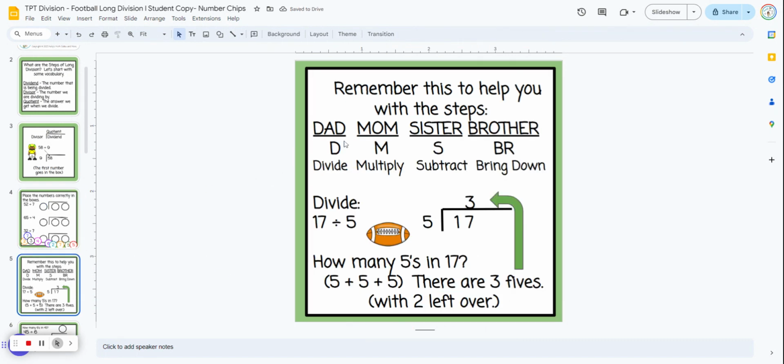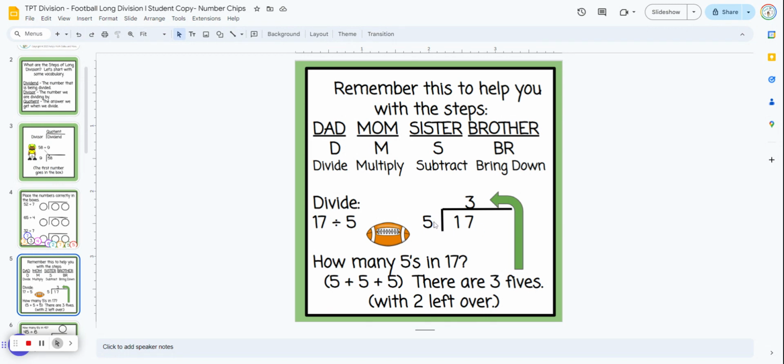And then it gives students the acronym DAD, MOM, SISTER, BROTHER to remember the steps of long division. Divide, multiply, subtract, and then bring down. And then we can repeat those steps if we need to. So we're going to start with the first step, which is divide. So we have 17 divided by 5. Students know now where to place the numbers.